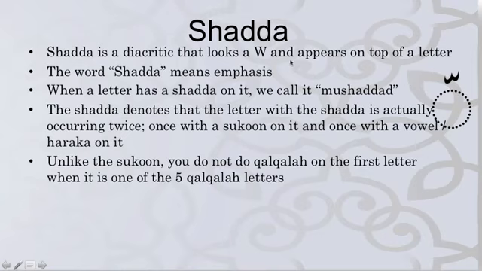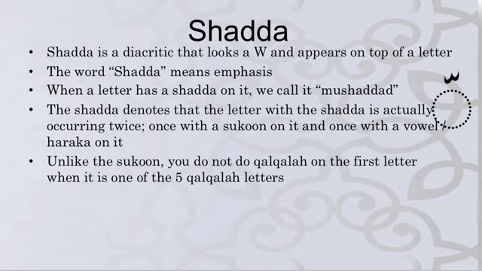The word Shadda means emphasis, or to place emphasis. Whenever a letter has a shadda on top of it, we call that letter mushaddad. If a ba has a shadda on it, it's called ba mushaddad, mim mushaddad, noon mushaddad, and so on and so forth. That means the letter has a shadda on it. Now what does a shadda denote? It denotes that whichever letter has the shadda on it is actually occurring twice.